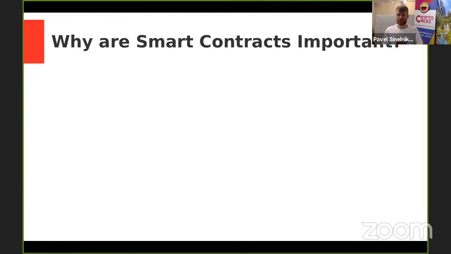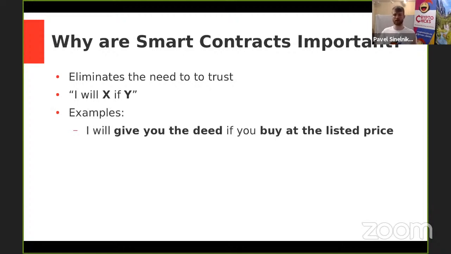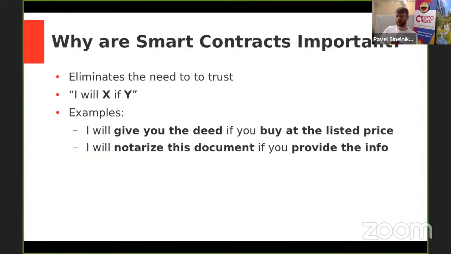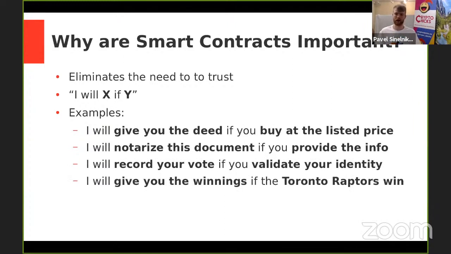So why are smart contracts important? Well, smart contracts eliminate the need to trust. Essentially, it's an if statement, if then. I will X if Y. Some examples of this: I will give you the deed if you buy at the listed price. I will notarize this document if you provide the info. I will record your vote if you validate your identity. I will give you the winnings if the Toronto Raptors win. And in that case, that actually happened.